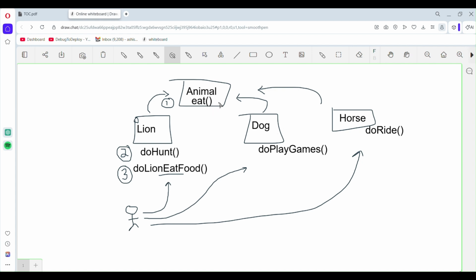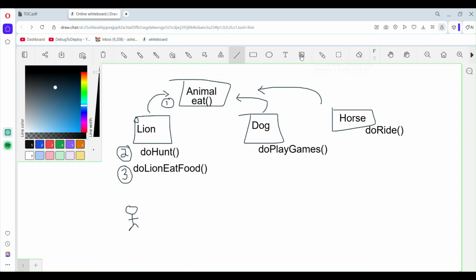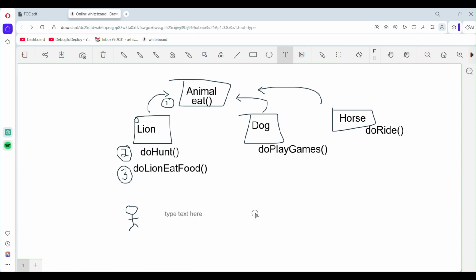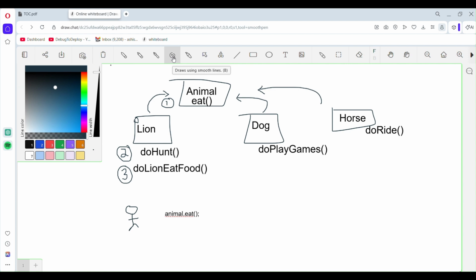So for dog and horse this method will work, but for lion that other method will work. It makes confusion among the developers. It makes our code a little difficult, correct? So the best practice is that I should write the code something like this: whatever the animal, let's say we have an animal reference, animal.eat, and this eat will figure out whether it is lion, dog or horse, and according to that the eat method will be called. And that's why we work with overriding.